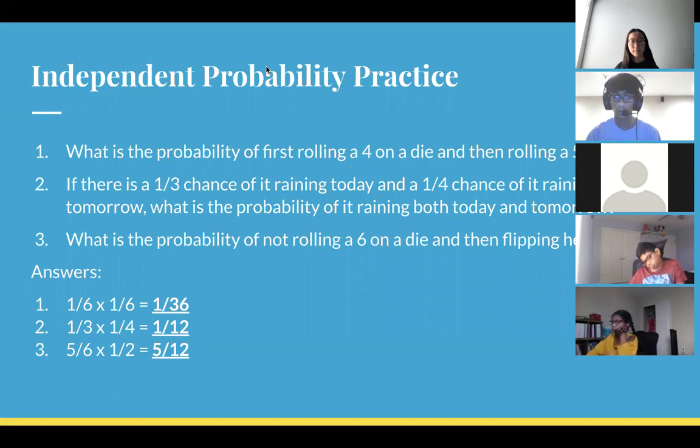And then you multiply that by the probability of flipping a heads, or 1/2. So 5/6 times 1/2 is going to be equal to 5/12. Are there any questions about independent probability? Or any questions so far about anything?